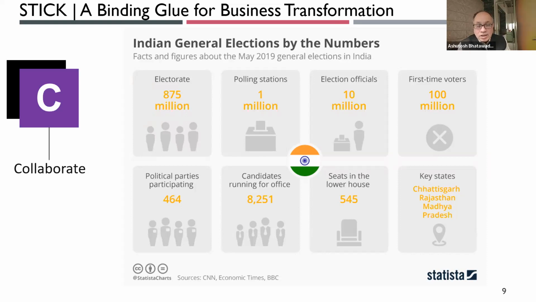There were 875 million eligible voters in the last general election. This data is from the 2019 general election. There were 1 million polling stations across the country, some even at a remote place, some at an island, some at a mountainous peak, some in a drought-prone area. But 1 million polling stations, 10 million polling officials.